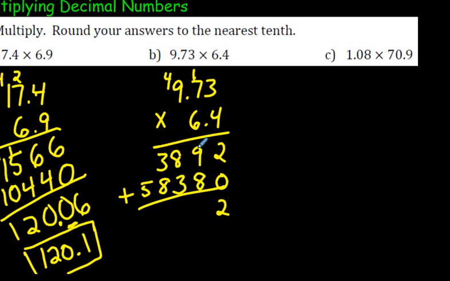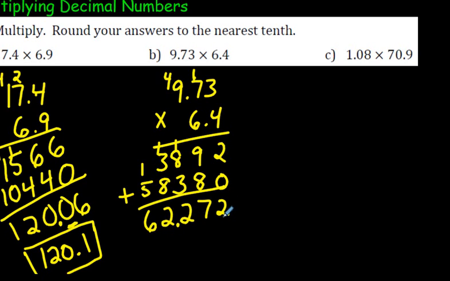So this would be 2, 17. Carry the 1 over. 9 plus 3 is 12. 8 plus 3 is 11, plus 1 is 12 again, and 5 plus 1 is 6. Now remember, count the decimals. Count how many numbers are after the decimal. There's 1, 2, 3 here. We're going to hop over 1, 2, 3.